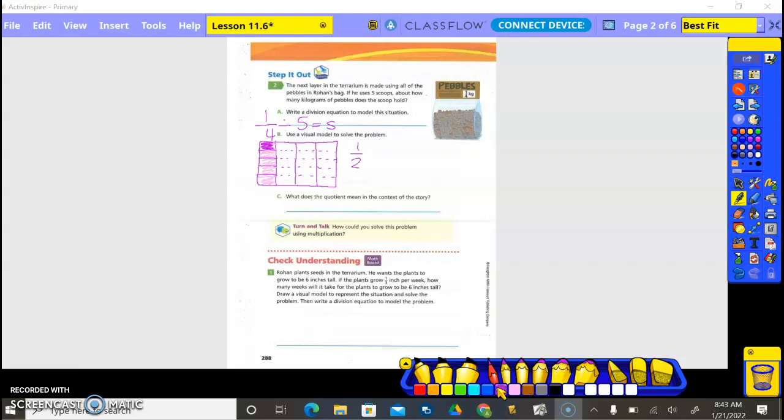1/20, right? Let's do a multiplication problem to check it. So 1/4 divided by 5 equals 1/4 times, instead of 5/1, it becomes 1/5, which equals 1/20. So what does the quotient mean in the context of the story? So 1/20, and then what's my label? What size though is the scoop? 1/20 kilogram of the pebble.